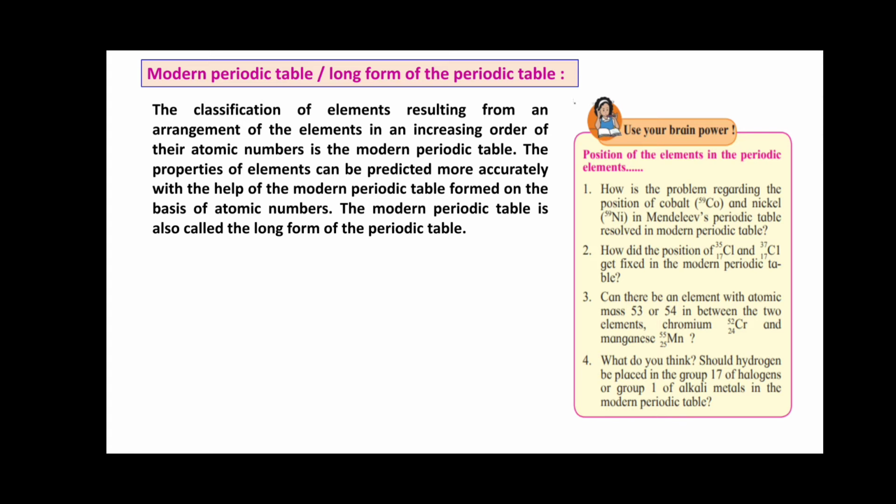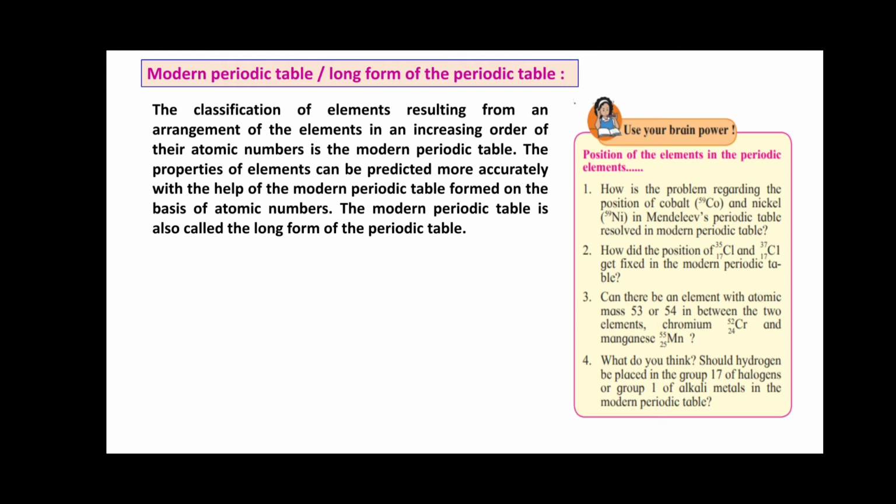Now the second thing we must know is how the positions of chlorine-35 and chlorine-37 get fixed in the modern periodic table. Friends, in the modern periodic table, the elements are arranged in the order of increasing atomic numbers. All the isotopes of an element have the same atomic number. Therefore, the isotopes chlorine-35 and chlorine-37, having the same atomic number, which is equal to 17, will be placed at the same position in the modern periodic table.